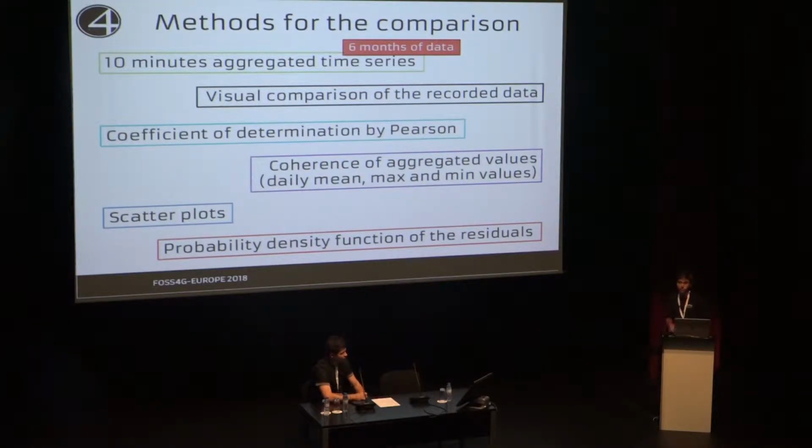How do we do the comparison? We have 10-minute aggregated time series. Then we make a sort of visual comparison, and we use the coefficient of determination by Pearson to check the goodness of fit between these 2 time series. And then we also analyze aggregated values, daily mean, maximum, and minimum values, through scatter plots and probability density functions.